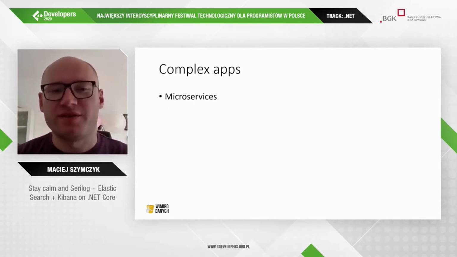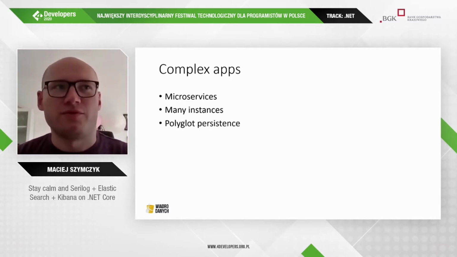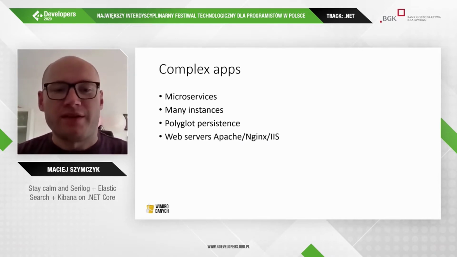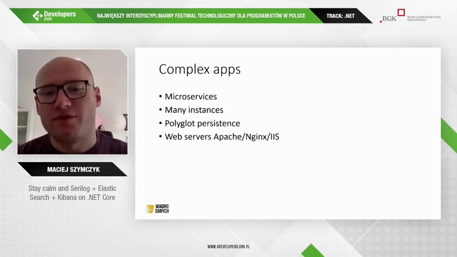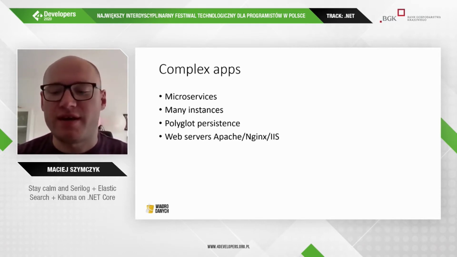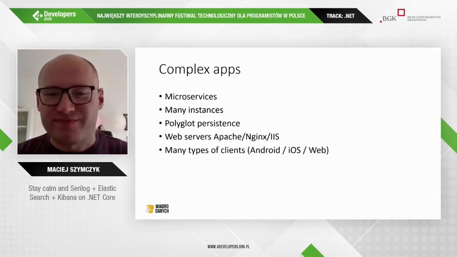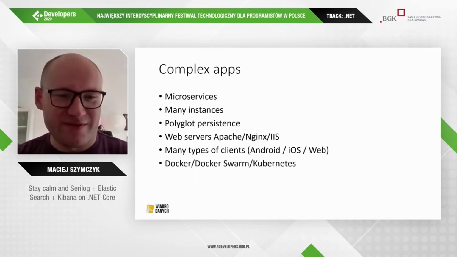You have microservices, you have many instances of an application, you have polyglot persistence, so you do not only have a single relational database, you can have some object database, document database, or other NoSQL solutions. Then you can have your application hidden behind a web server, for example Apache or Nginx, or if you're hosting your application on a Windows server, then this is IIS. And you can have many types of clients, not only web, but Android and iOS. Windows phones are gone, I think.